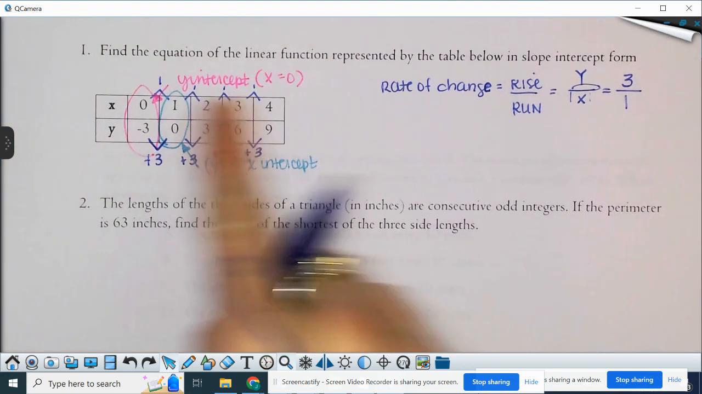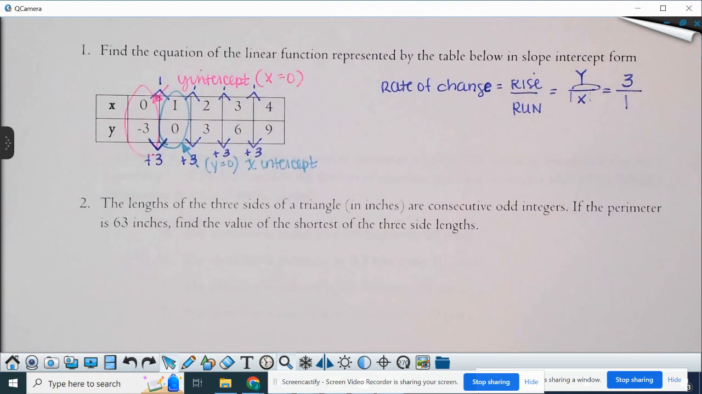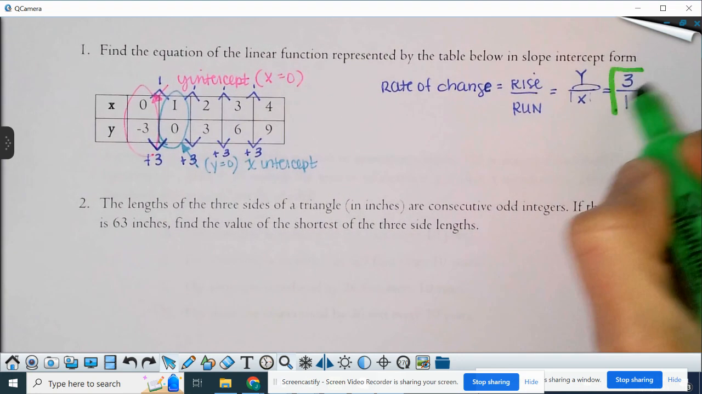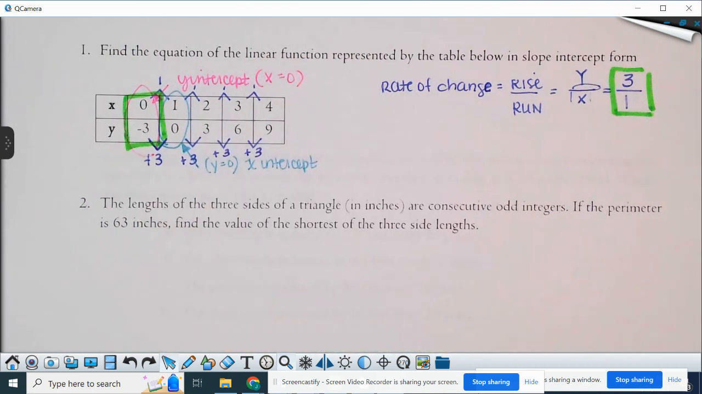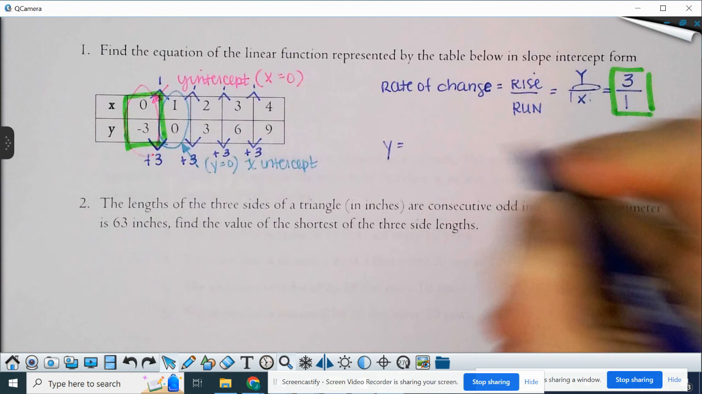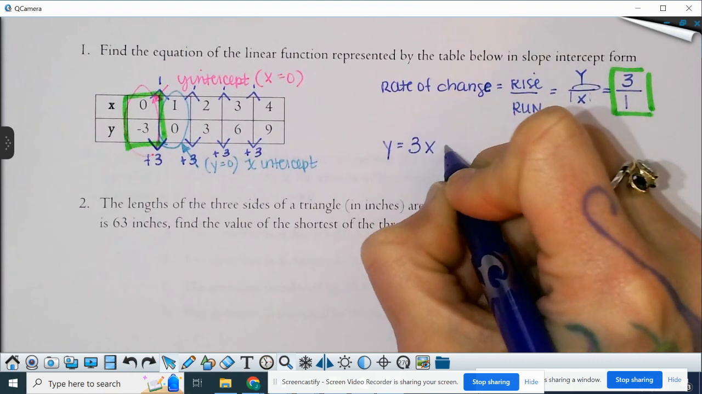So if we're writing this equation without a calculator, you've already got the important things now. You have your slope and you have your y-intercept. So then we're going to simply put it in: y equals 3x minus 3.